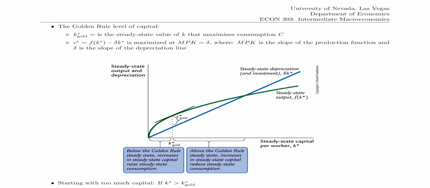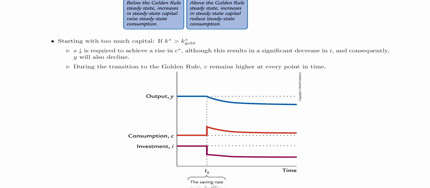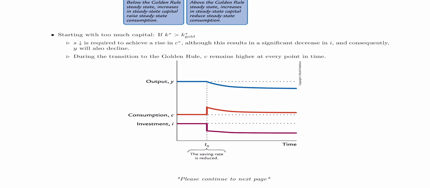The golden rule level of capital maximizes steady state consumption. Lowercase c star equals a function of lowercase k star minus delta times lowercase k star. This is maximized when MPK equals delta. If lowercase k star is greater than lowercase k star gold, reducing the saving rate increases lowercase c star over time, even though lowercase i and lowercase y fall.